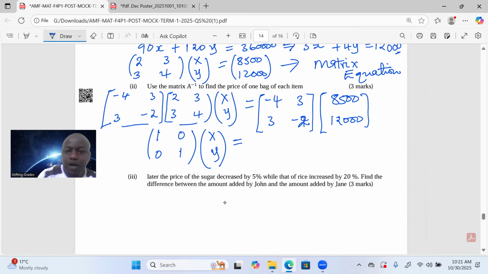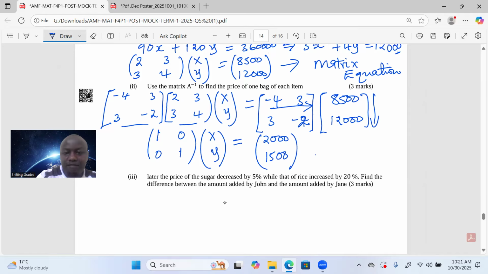This is equal to, now we multiply here, row times the column. So negative 4 into 8500 plus 3 into 12,000. This gives us 2,000. Then 3 into 8500, negative 2 into 12,000. This gives us exactly 1500.